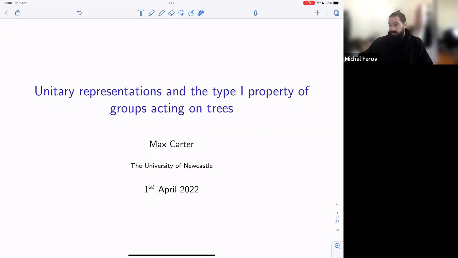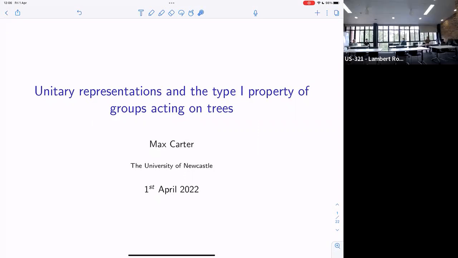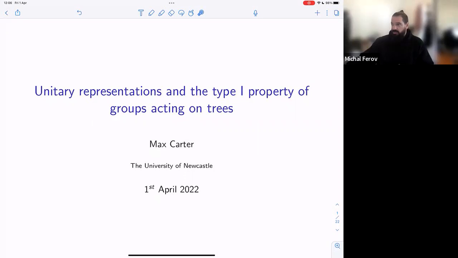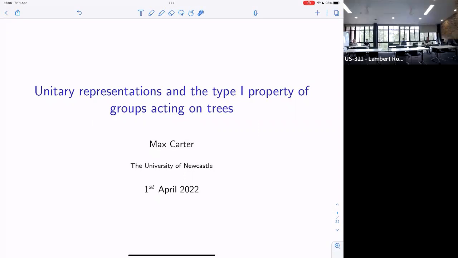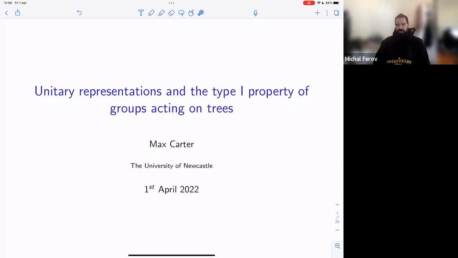Anyway, the first speaker of today is our own Max Carter from University of Newcastle, and he will be talking about unitary representations and the type 1 property of groups acting on trees. All right, Max. Thank you, Mikhail.